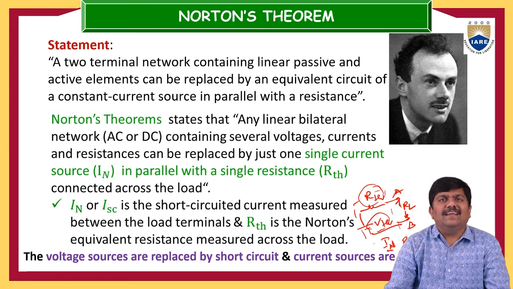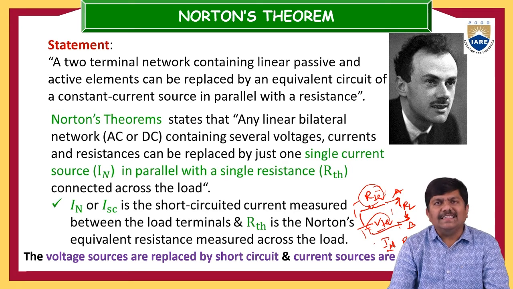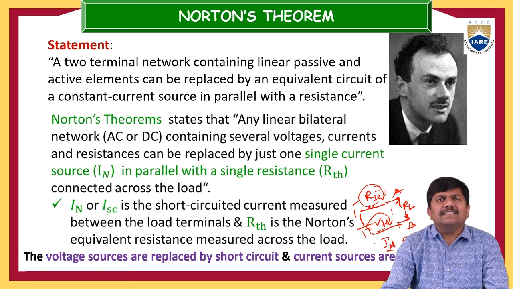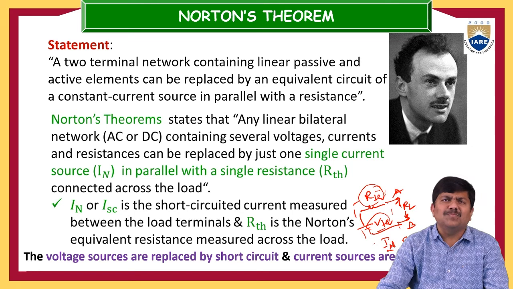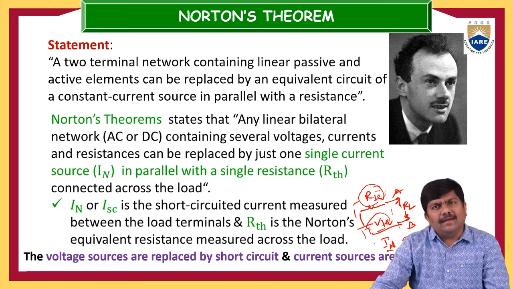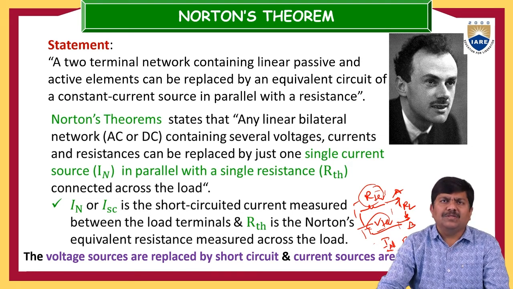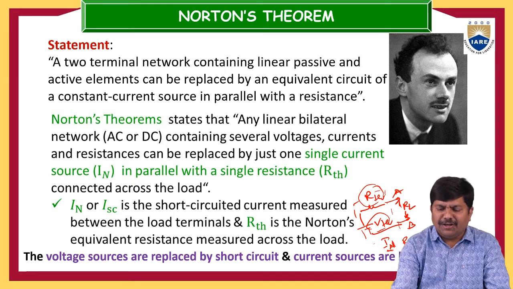This Norton's current is connected in parallel to the R_TH, that is the Thevenin's equivalent resistance, because Thevenin's equivalent resistance and Norton's equivalent resistance are both the same, because the method we adopt to determine the equivalent resistance is the same in Thevenin's theorem and Norton's theorem. Because of that, they do not change R_TH to R_N, because both are the same. That is the intention of this.